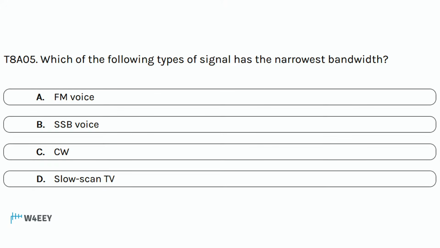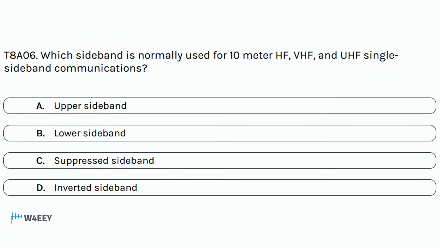And which of the following types of signal has the narrowest bandwidth? C. CW, or Morse code, 150 hertz. Yes, indeed. And which sideband is normally used for 10-meter HF or VHF and UHF single sideband communications? So think about this. 10 meters is 28 megahertz. VHF is 50 megahertz and above. UHF is 300 megahertz and above. So they're all above 9 megahertz. What do you think they should be using? Upper sideband, exactly.